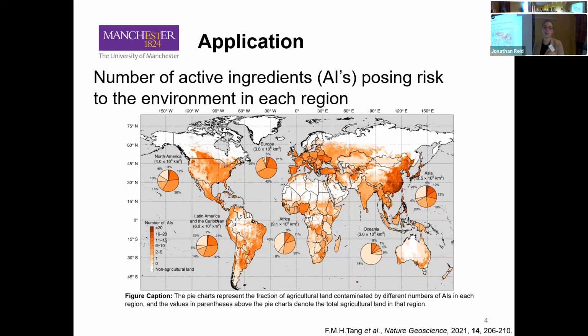It's also very different to American approval systems. So yeah, I will keep on saying the EU, but that's just probably from my time in Syngenta, where I focused on EU legislation. So this is a map. I found a nice one in Nature Geoscience a few months ago, just highlighting the diversity of the number of active ingredients that may pose a risk to the environment.